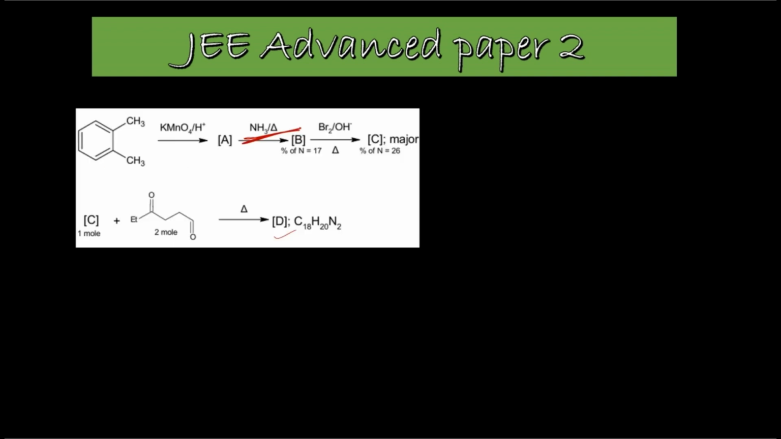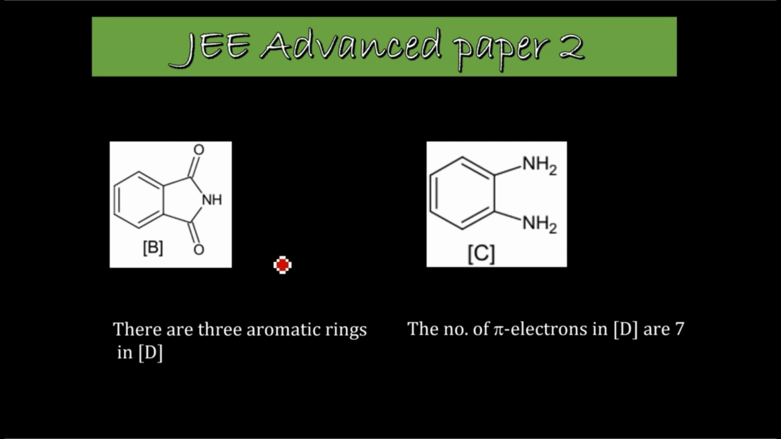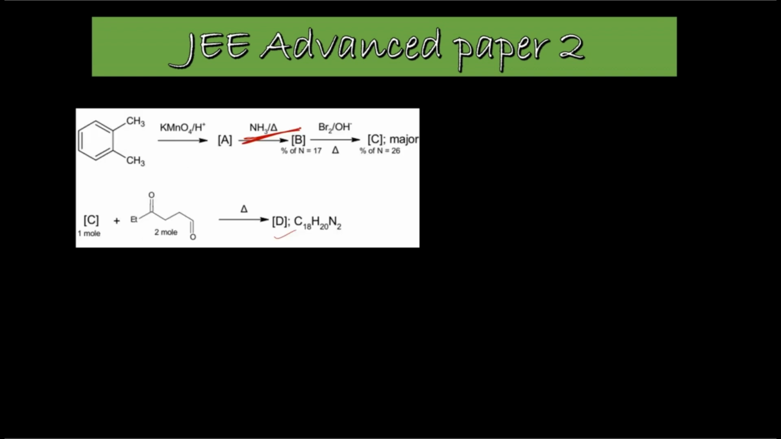So what is the question asked? Let me tell you the question first. So the question is: select the correct options from the following. They are concerned about B, C, and there are 3 aromatic rings in D, and the number of electrons in D is 7. Okay. All A, B, C, D we have to find.